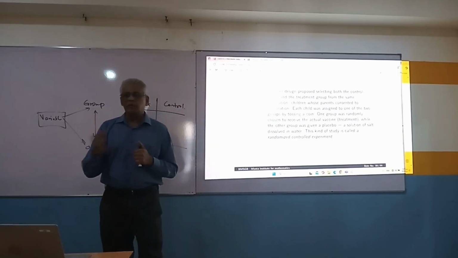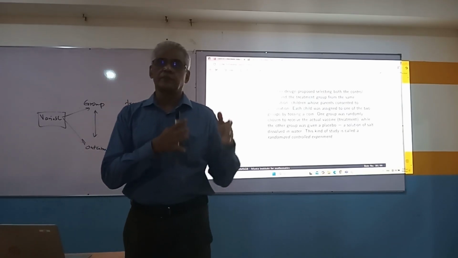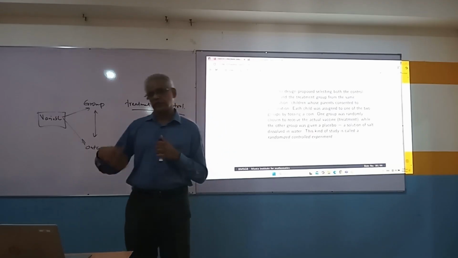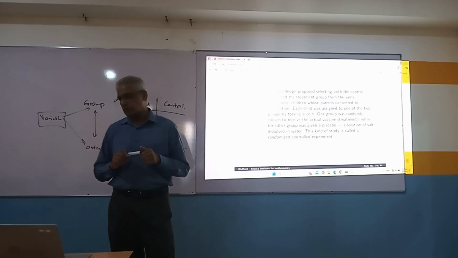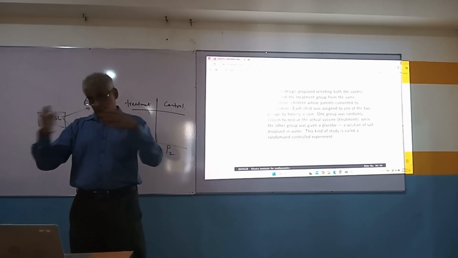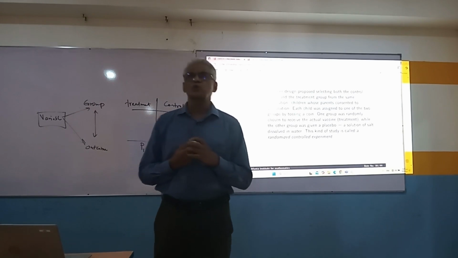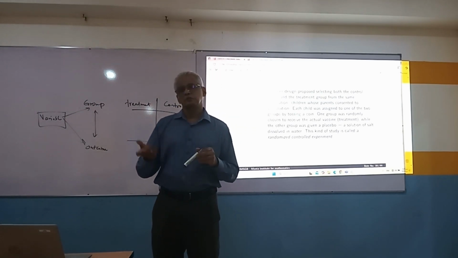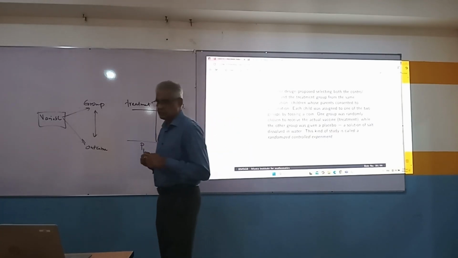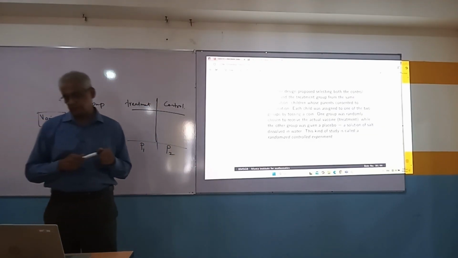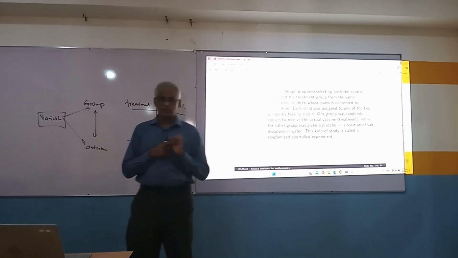But in this one, randomization was there, and blinding is also there, because the children didn't know whether they were getting the placebo. The placebo was also a vaccine, but it didn't have any effects, like salt or something. And after some time, the doctors have to decide whether these children have polio symptoms or not. The doctors also didn't know whether this person has got the real vaccine or the placebo. So therefore, it was a double-blind, controlled, randomized experiment.